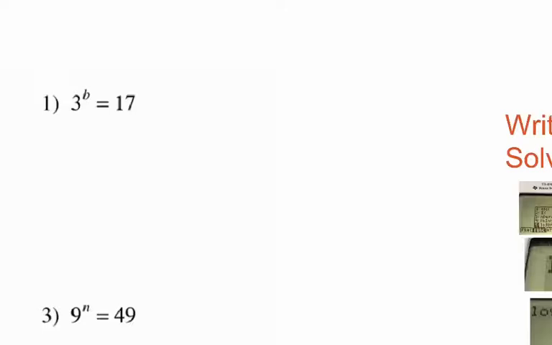Now some of you might be able to figure out that this answer is going to be in between 2 and 3, because 3 squared is equal to 9 and 3 cubed is equal to 27. So we do know before we even start that the answer is going to be in between 2 and 3. But I'm going to show you how we're going to do this using logs.